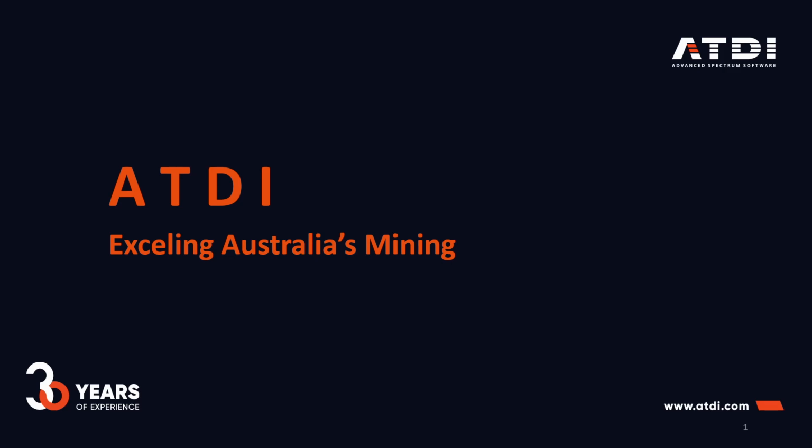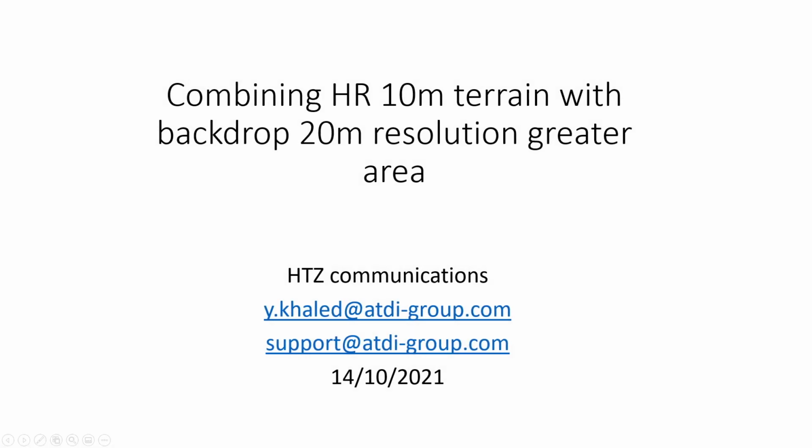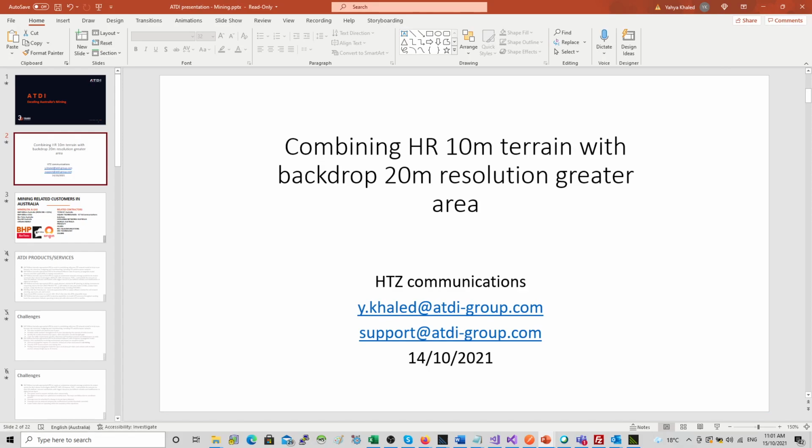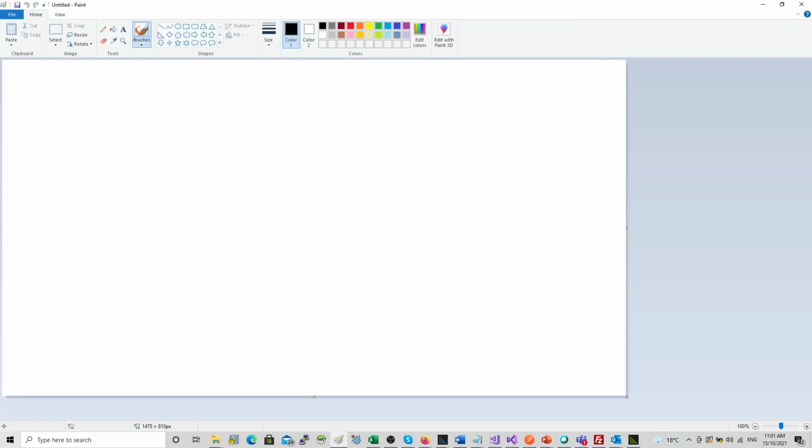The idea is how to combine a high resolution map or terrain, like 10 meter or 5 meter or even 2 meter or 1 meter, with a backdrop of 20 meter resolution covering a greater area. So you've got two areas of interest, something like this.